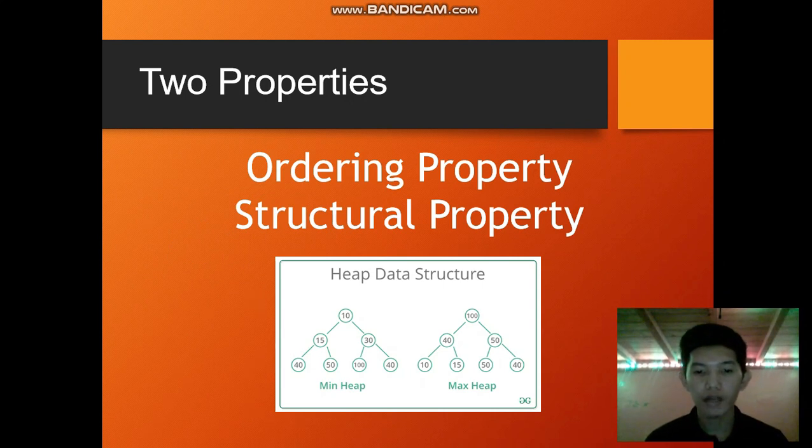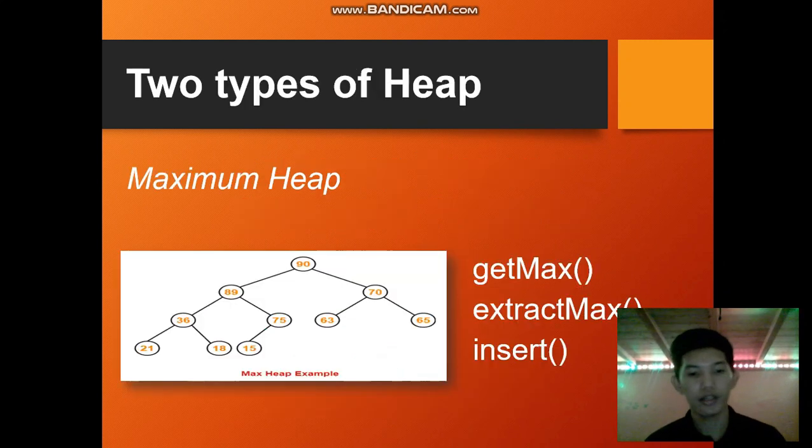When we say ordering property, this refers to elements in the heap tree that are arranged in a specific order, which is divided into two types of heaps: the minimum heap and the maximum heap. The structural property is known as a complete binary tree, where all levels are completely filled except possibly the last level, which is here.